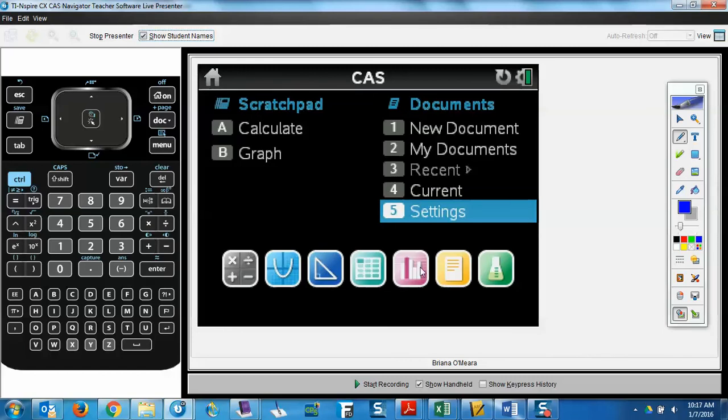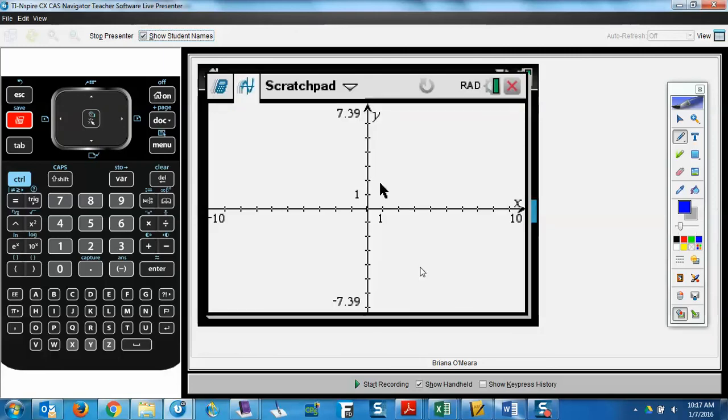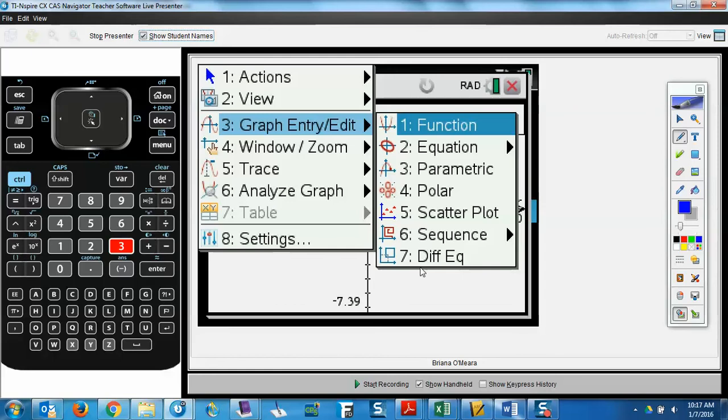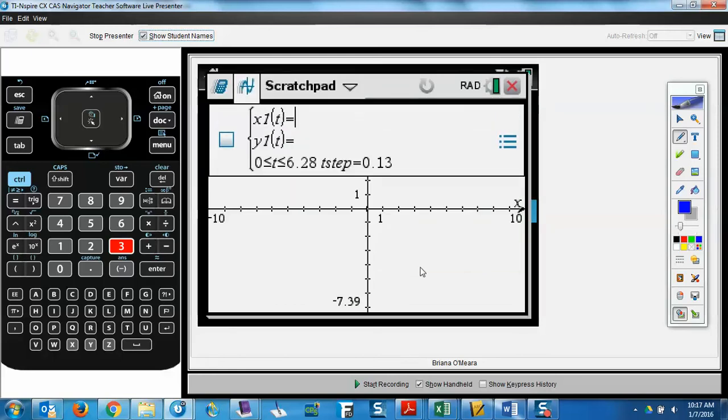So go into your graph. Do you have this up in your graph screen still, maybe? Oh, well, that's good. Actually, we can start from scratch. So go to menu and graph entry and parametric. And let's put them in.